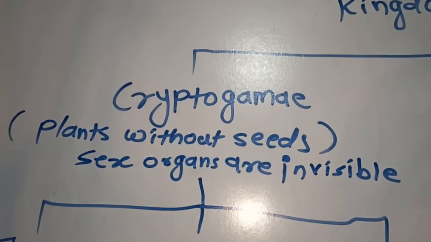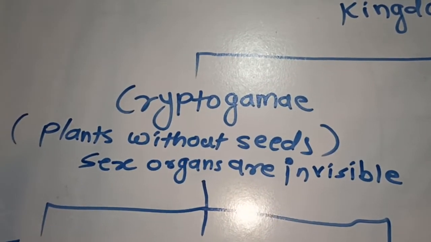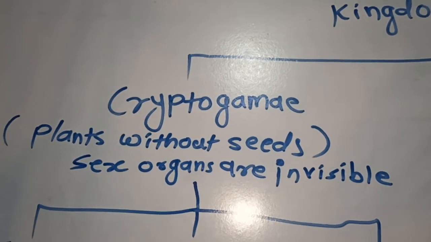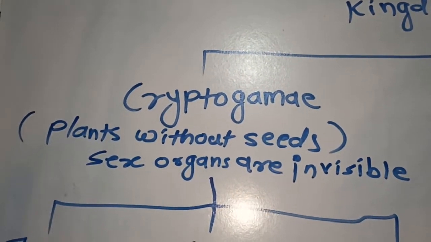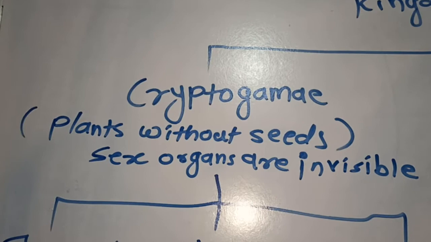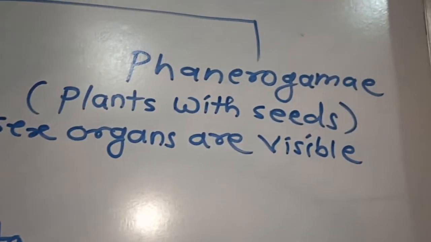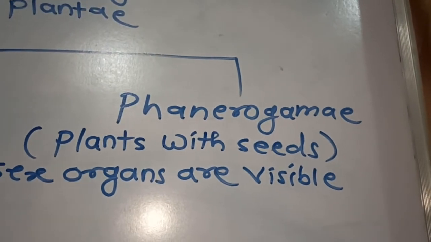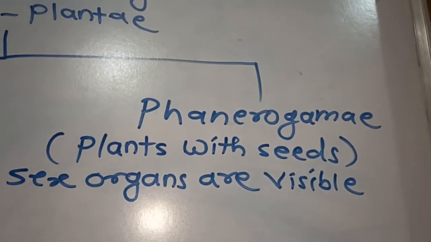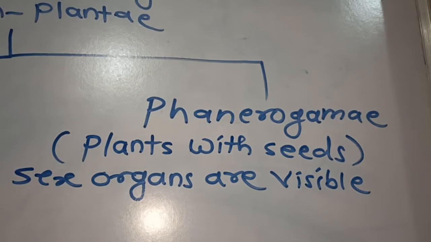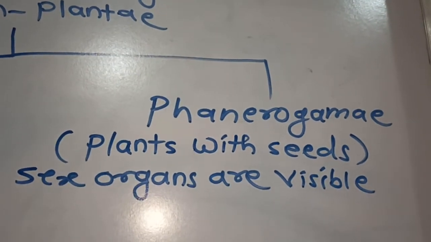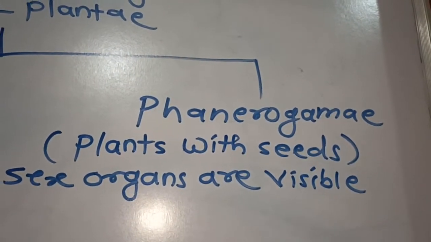Here crypto means false, so these are false plants. Actually these are plants but cannot show actual leaf, root, fruit and flower kind of structures. Here in phanerogamy these are true plants. These show a true root system with vascular tissues such as phloem and xylem. Along with this, they form flowers.